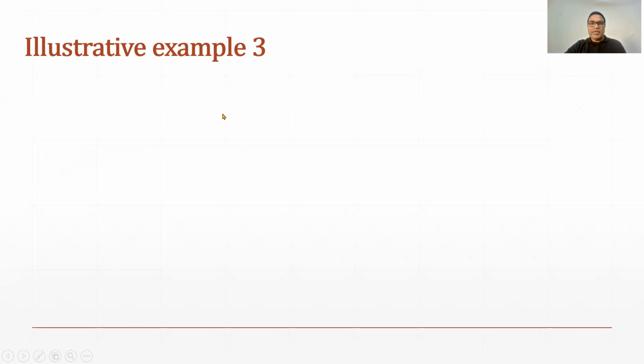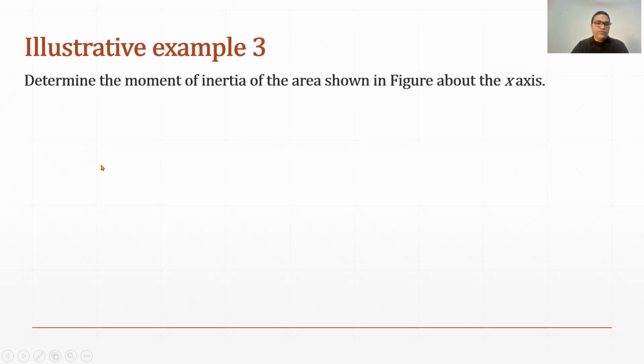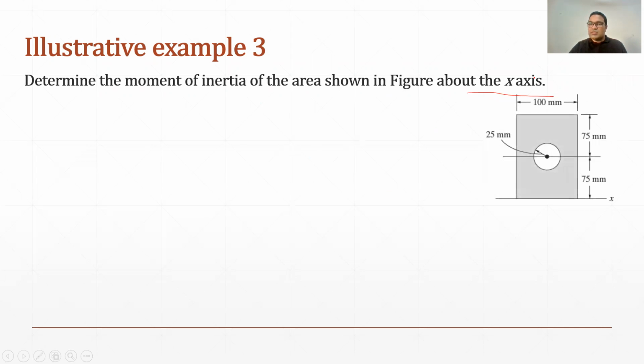Hello, welcome back. So now in this we will solve an example to understand how we can find out moment of inertia of a composite area. So here we have to find out moment of inertia of the area shown in the figure about x-axis. Now the figure is this one.